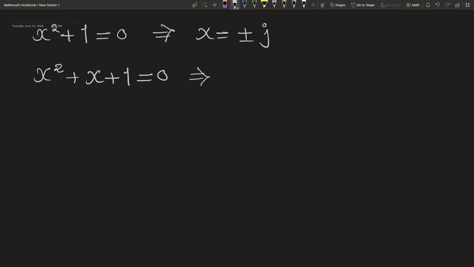Let us try to apply the quadratic formula for solving quadratic equations, right? The quadratic formula will give us negative 1 plus or minus square root of 1 minus 4, divided by 2. We immediately recognize 1 minus 4 as negative 3, and the square root of that is going to be an imaginary number, right? And negative 1 is just negative 1.